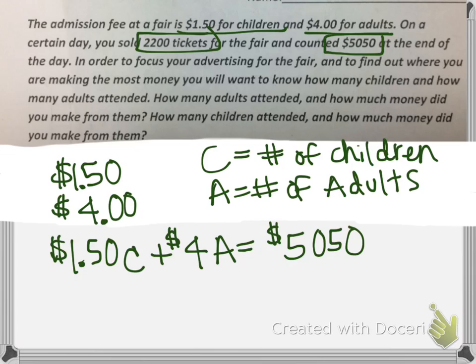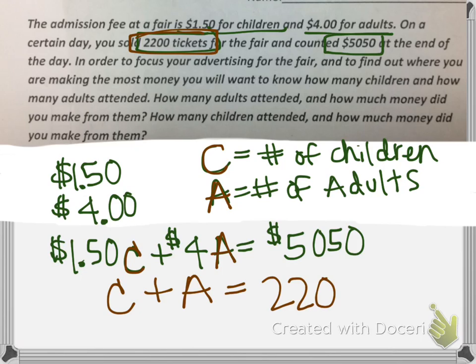And then also for the second equation, because I have 2 unknowns, a C and an A, I've got 2 things I don't know, so I have to have 2 equations, and this 2,200 tickets is going to help me with that. Because C represents the number of children tickets and A represents the number of adult tickets, I'm going to have children tickets plus adult tickets equals total tickets. And then I can solve this any way I want to.